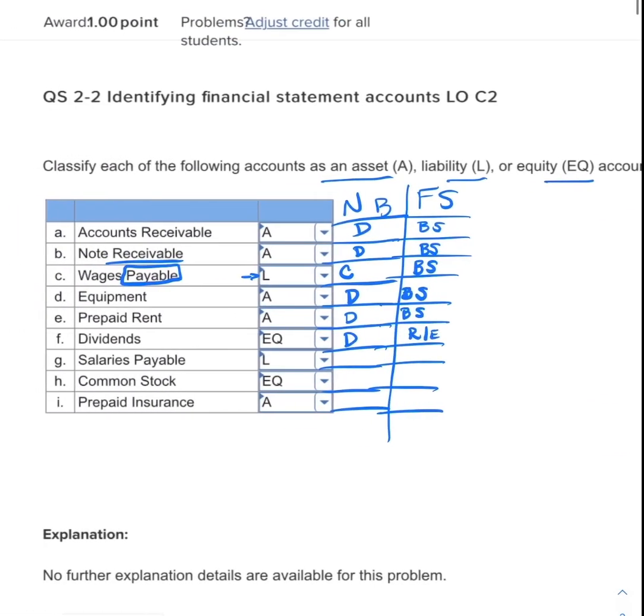Now, salaries payable. Once again, you hook on the keyword payable, and you say that is a credit, and that will go on the balance sheet. Next, you've got common stock. Common stock is an equity account. Equity accounts increase with a credit and go on the balance sheet. And prepaid insurance. So you hook on the fact that this is prepaid, which tells you it is an asset, which means it has a normal balance of a debit and goes on the balance sheet.